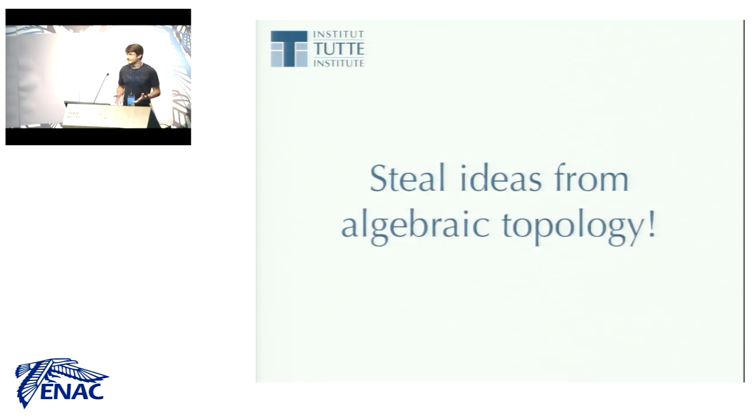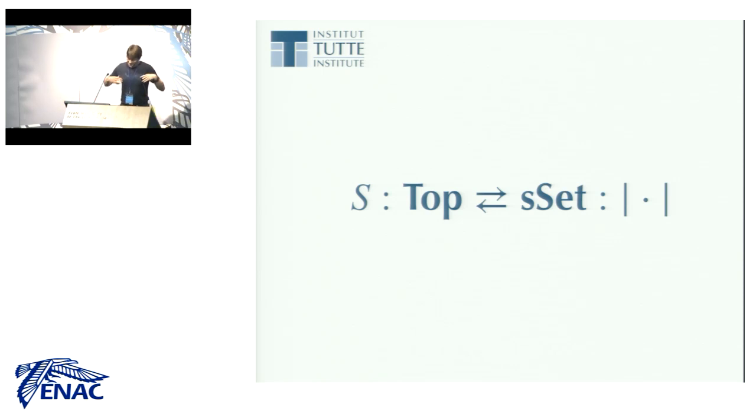So let's steal ideas from algebraic topology to make this easier. The classical idea in algebraic topology is that there are these two functors, the singular set functor and geometric realization functor, and they allow us to go back and forth between topological spaces and simplicial sets. Simplicial sets are nice and easy to work with. We'd like to work there. So can we get a similar thing?